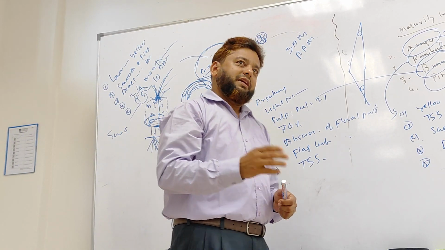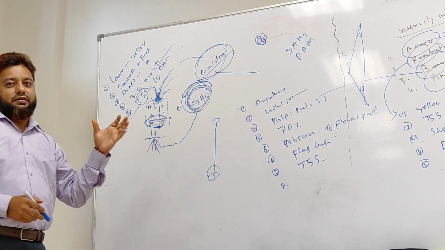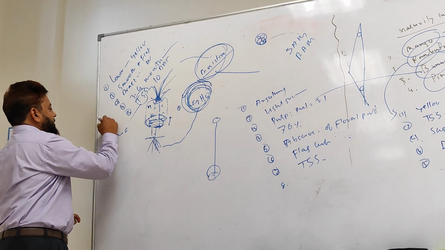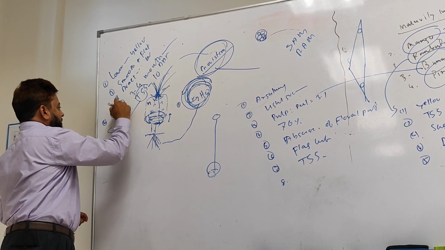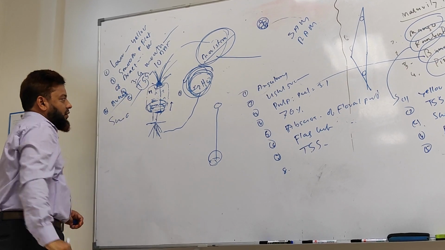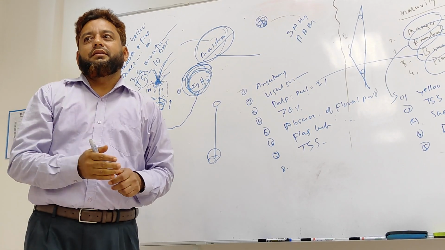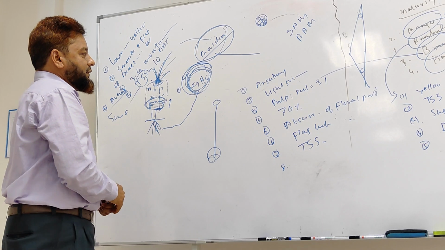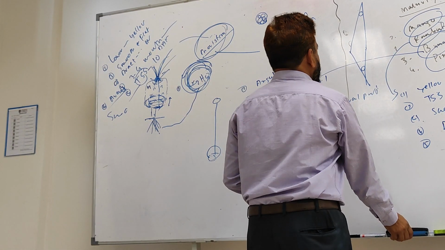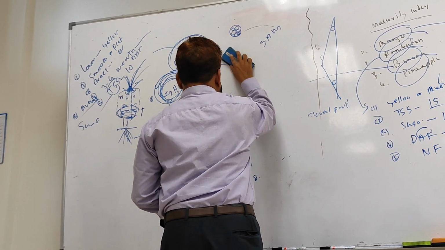Aromatic. You can check also. It means if the fruit has some aroma, then you can harvest. Okay, so now just one ice breaking.